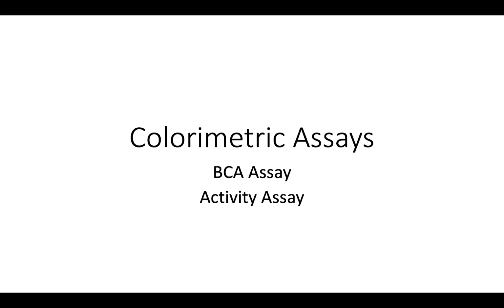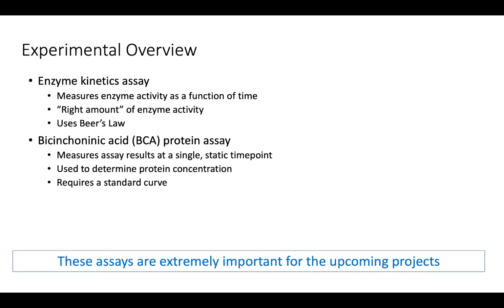So this lab, this skill set, is called Colorimetric Assays. It is actually composed of two different assays that you will be working on. One is a BCA assay, and the second is the activity assay. And I'll go into a little bit more as to what these assays are, how they work, and some of the analysis behind it. So, kind of from an overview, we have the enzyme kinetic assay.